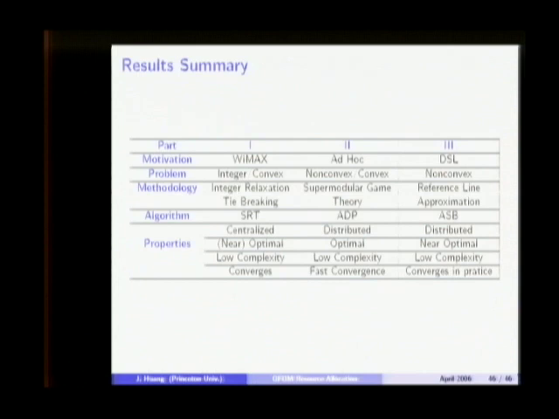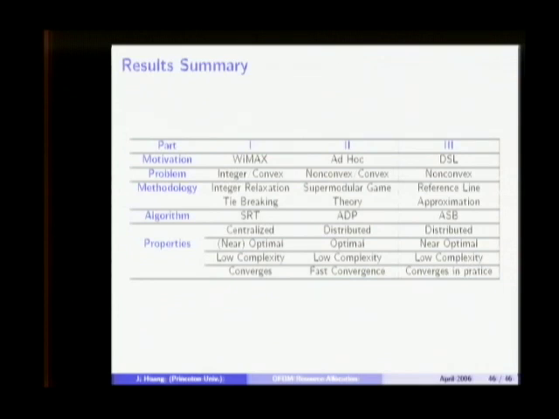So in part 1, motivated by the WiMAX, we consider mixed integer and convex optimization. And we use integer relaxation and tie breaking to solve for the optimal solution, or sometimes a close-to-optimal solution. The SRT algorithm proposed is a centralized one, which can achieve optimal or near optimal performance, depending on whether ties occur. It enjoys low complexity and always converges, due to the one-dimensional search of the convex function.